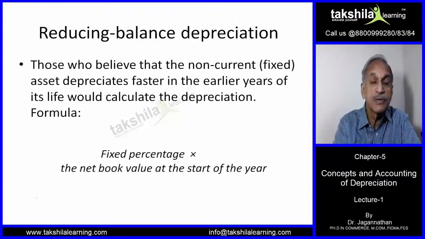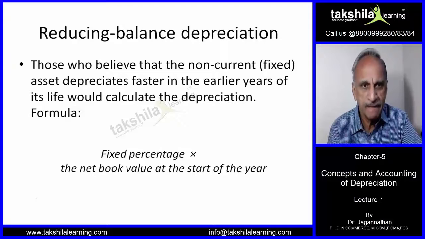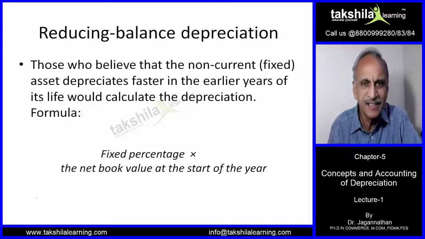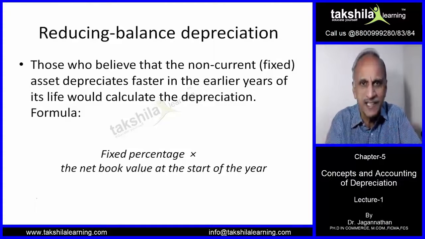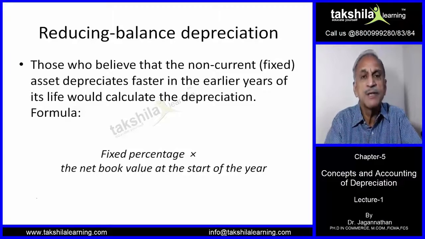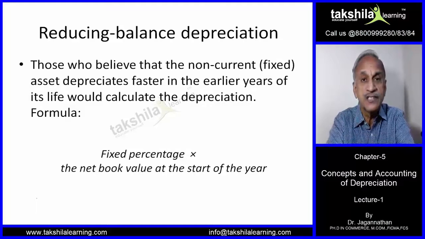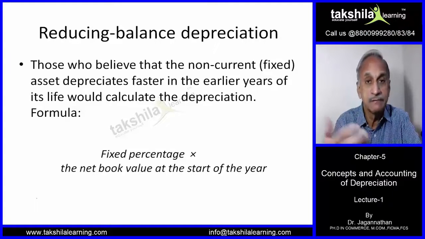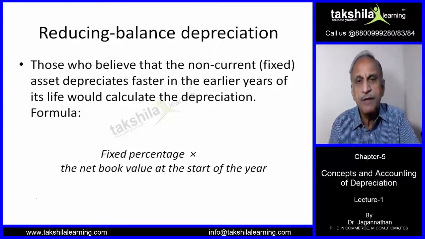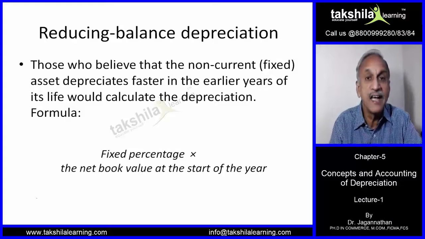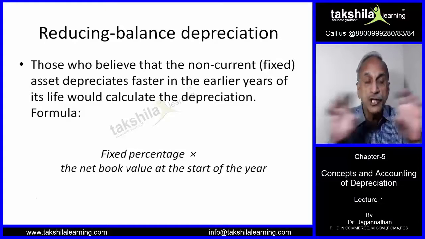But the more interesting thing is when we take up machinery, where we use the term reducing balance depreciation. Those who believe that non-current fixed assets depreciate faster in the earlier years, because you tend to use it more vigorously. And as the machine gets older and older, you use it less because its production capacity reduces. You might get another machine also, but till it has a useful life, you keep on using it. So therefore, depreciation has to be higher in the initial years and less in the later years, unlike in straight line depreciation, where the depreciation is equal.